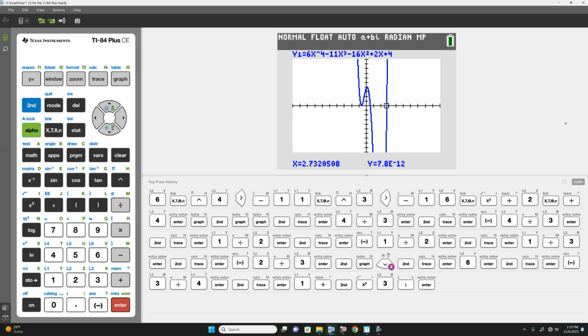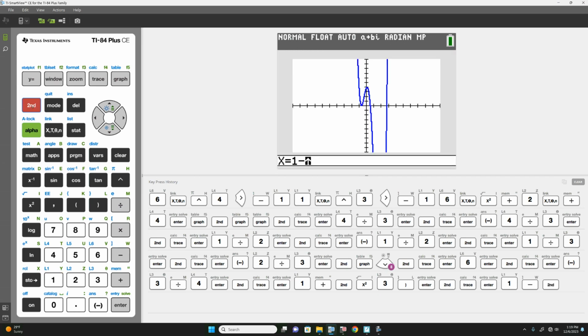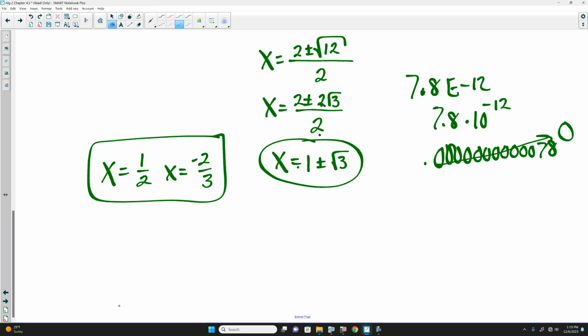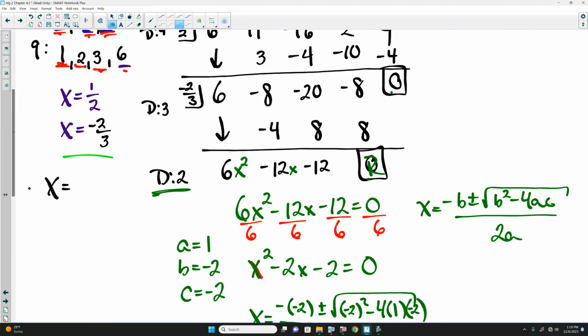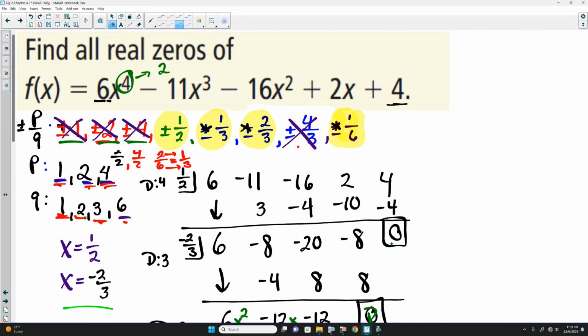So our other two solutions are that x equals 1 plus the square root of 3 and 1 minus the square root of 3. Here, we did get a nicer value of 0. So it does work, and these here are solutions. Questions on this here?